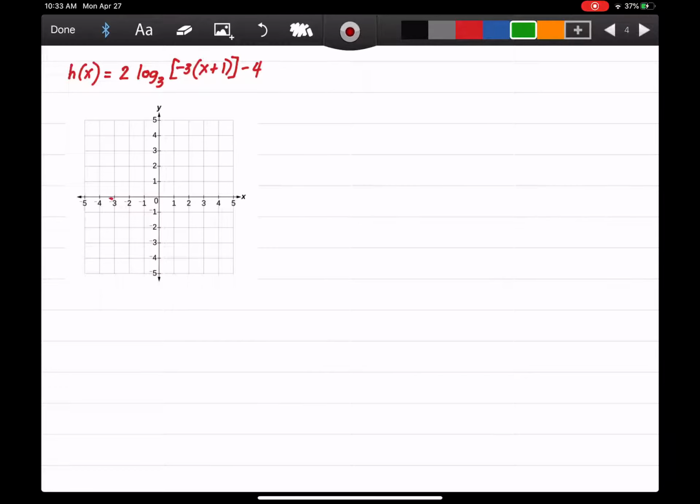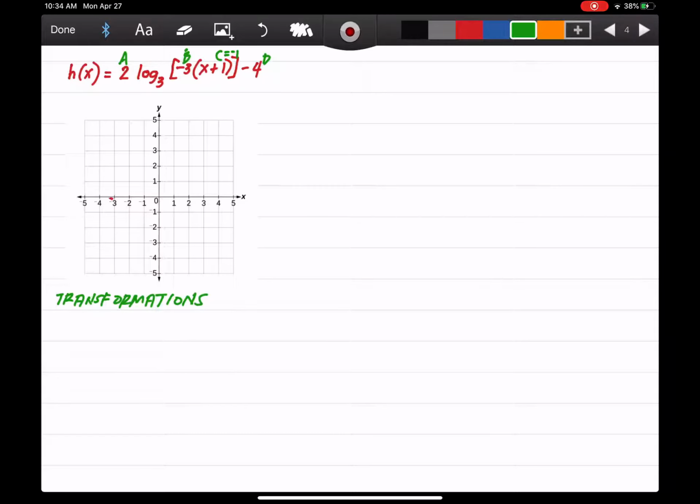So let's try to find first all the A, B, C, and D values. This is your A, this is your B. Your C is here, and that's equal to -1, okay? And your D is -4. So what are the different transformations? Let's do this slowly but surely, okay?